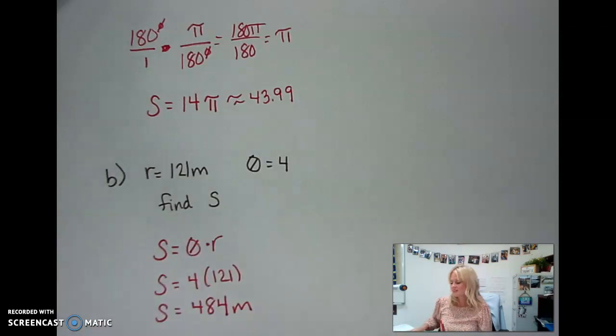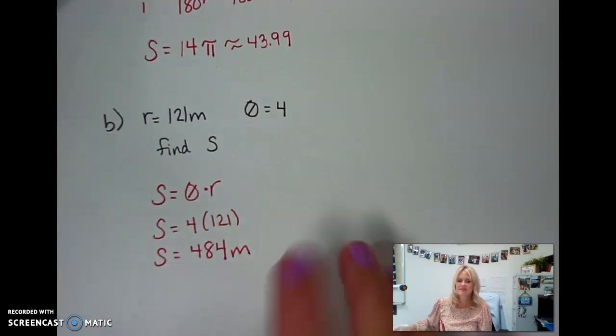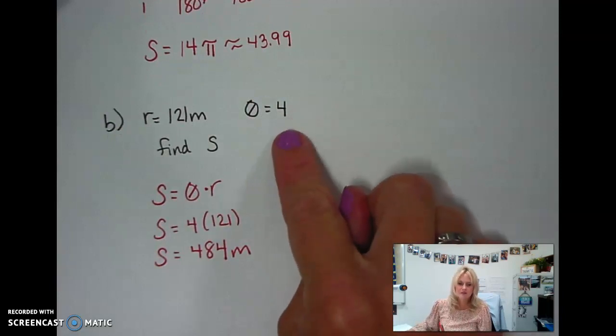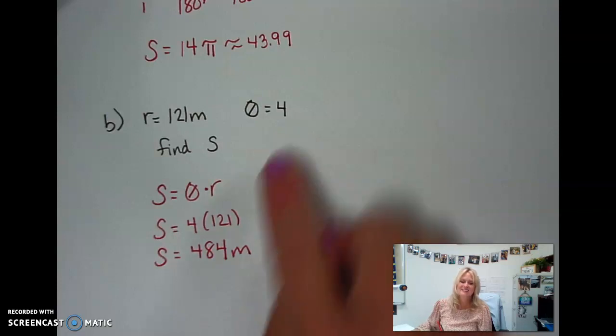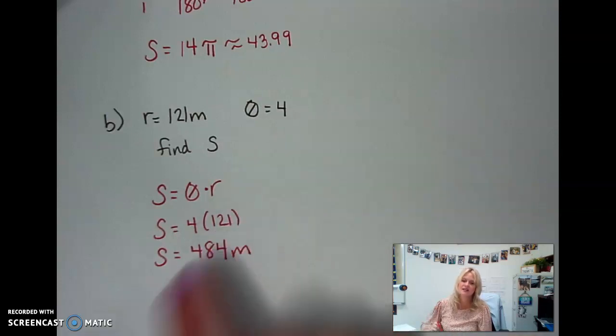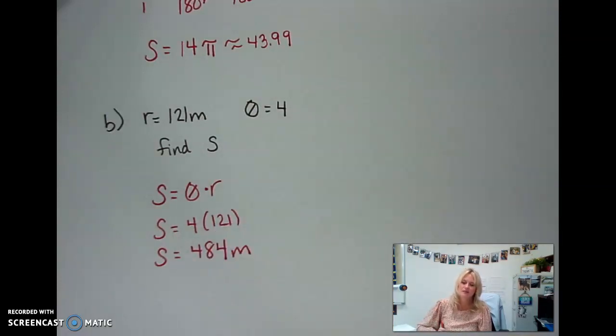Okay, this one was a little trickier because theta was 4. Remember, if there's no degree symbol, that means that it's in radians already. So all you needed to do here was take 4 times 121 meters, and the arc length would be 484 meters.